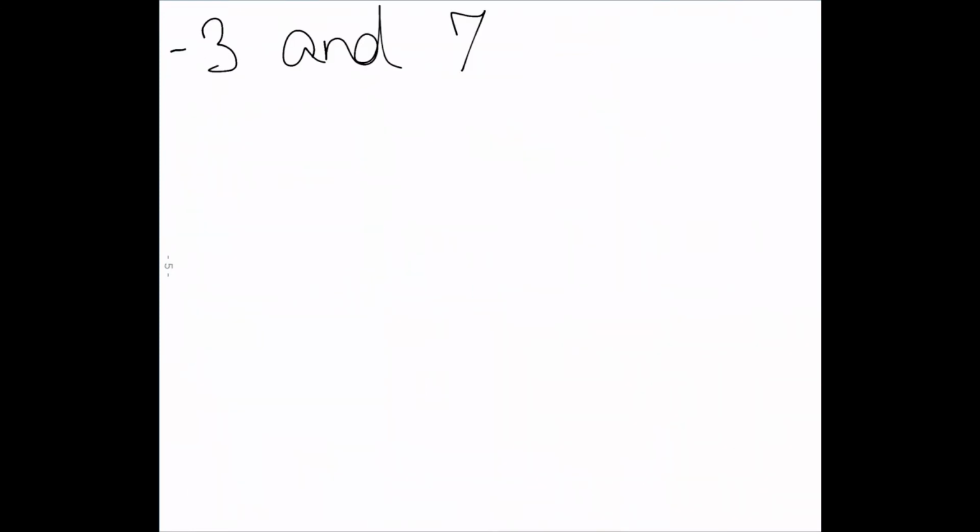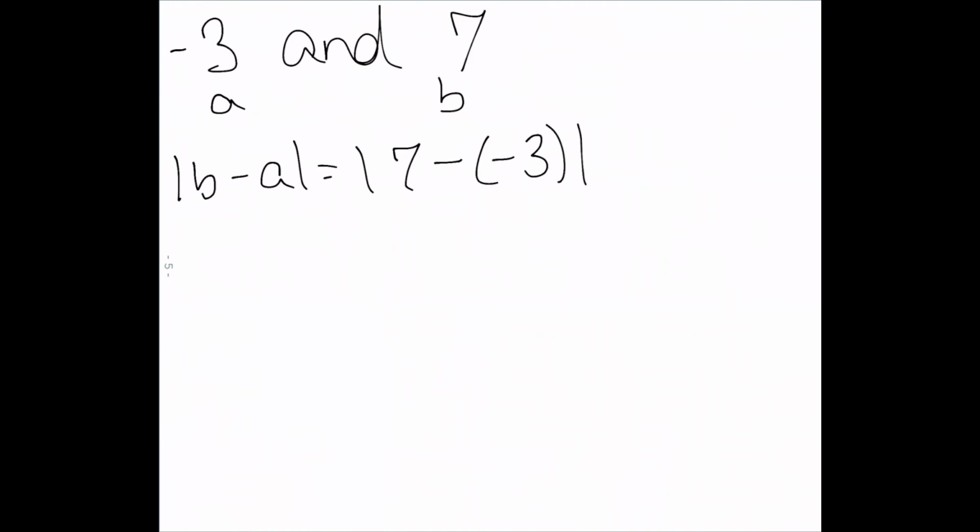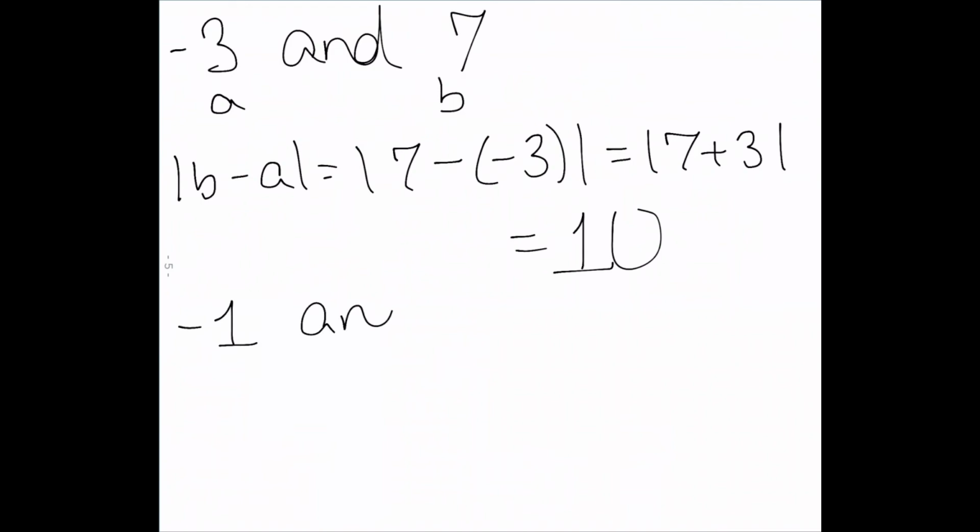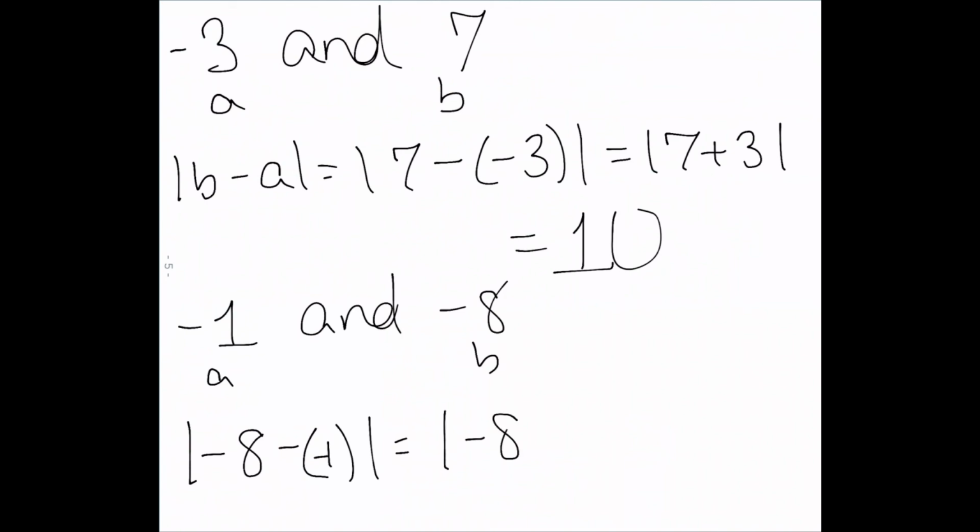What about this one? Negative 3 and 7. So I'm going to call the first one a and the second one b. So the absolute value of b minus a would be 7 minus negative 3, which is the same thing as 7 plus 3, which would give me 10. As one more, if I do negative 1 and negative 8, once again I'm going to call this a and b. I would have the absolute value of b minus a, which would be negative 8 minus negative 1, the absolute value of negative 7, which is 7.